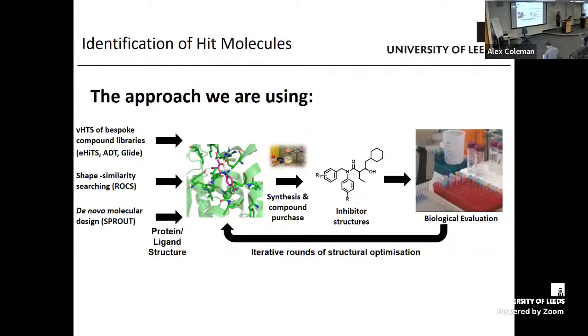So just to give an idea of the approach we're using, we use a number of different computational methods, which I'm mainly going to talk about the virtual screening today. We can also look at ligand similarity or de novo design from scratch on a protein ligand complex. We can then go in the lab and synthesize our little molecules. We can then test them, and we can do iterative rounds of this to understand how our molecules are binding to our target of interest and whether they're doing what we want.